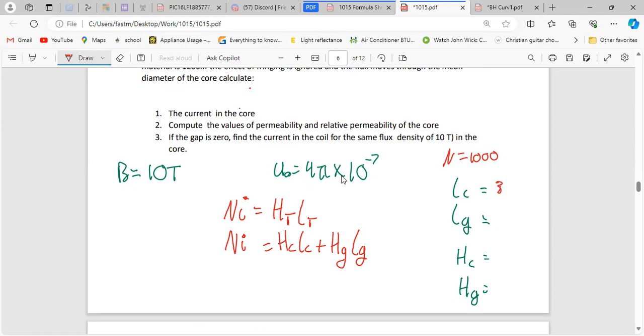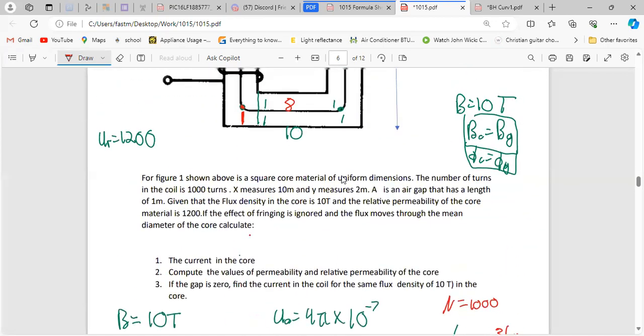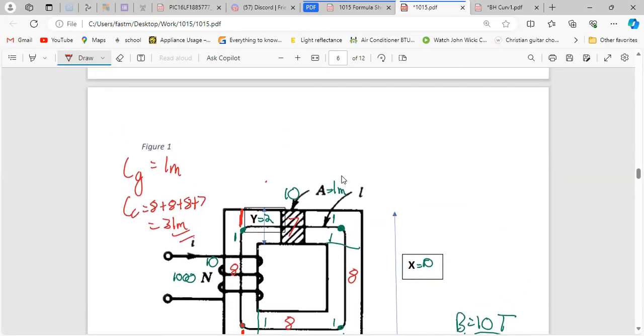So we know LC is 31 meters, right? We know LG is 1 meter. So we have to get HC and HG. But we know that because we know the B is the same. So we know B is equal to mu H. Yeah? So therefore, H will be B on mu. Yeah? So you know the mu will change, but the B will be the same, right? So we can have HC. Yeah, would just be B on your relative permeability by mu 0. Remember, mu is mu R by mu 0. Yeah? Just remember that.